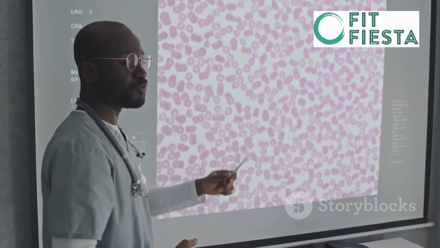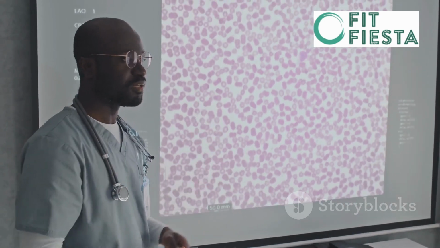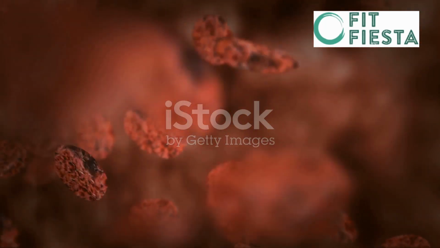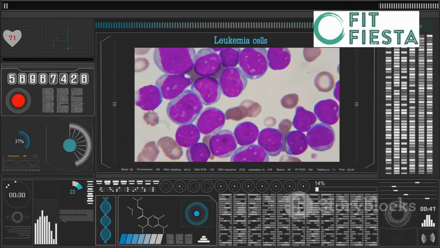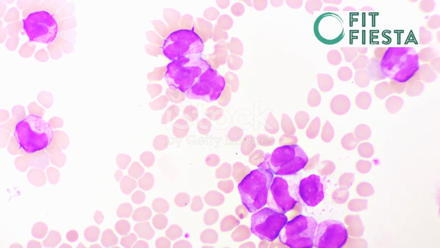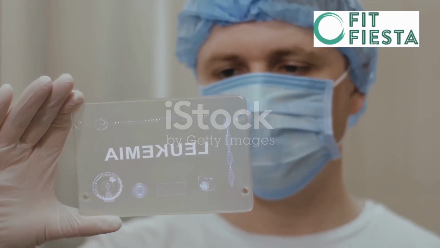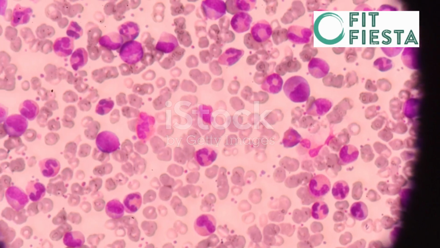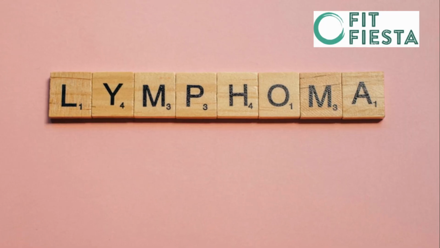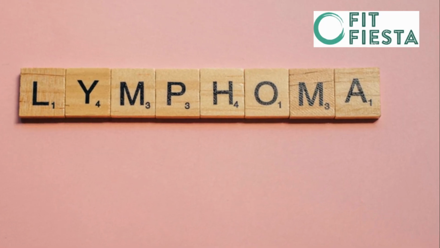Blood cancers impact: disrupting normal blood cell function. Blood cancers disrupt the normal production of blood cells. This disruption leads to an overproduction of abnormal cells. These abnormal cells cannot function properly. In leukemia, the bone marrow produces too many abnormal white blood cells. These cells crowd out the healthy cells. This makes it difficult for the body to fight infections.